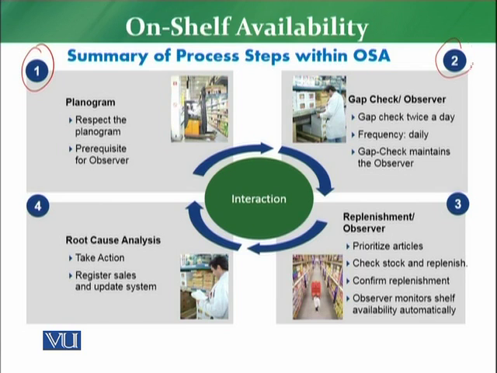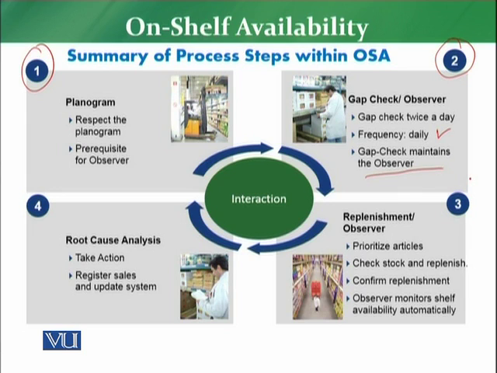Second is the gap check through Observer. So gap check twice a day, as we have discussed in the summary. The first gap check you have to do one hour before the store opening, and the second time you have to do after 8 hours, or normally at the end of one shift. So twice a day you have to do this gap check. The frequency should be daily or at least twice a day. Ultimately, if you do it daily, it will serve the purpose. So the gap check maintains the Observer tool, because that will give you an alert, a correct alert or a false alert accordingly.